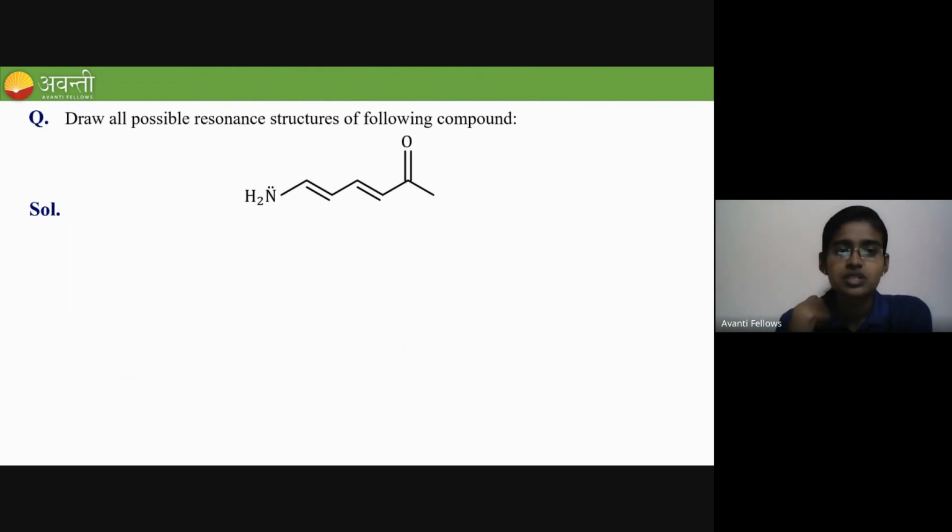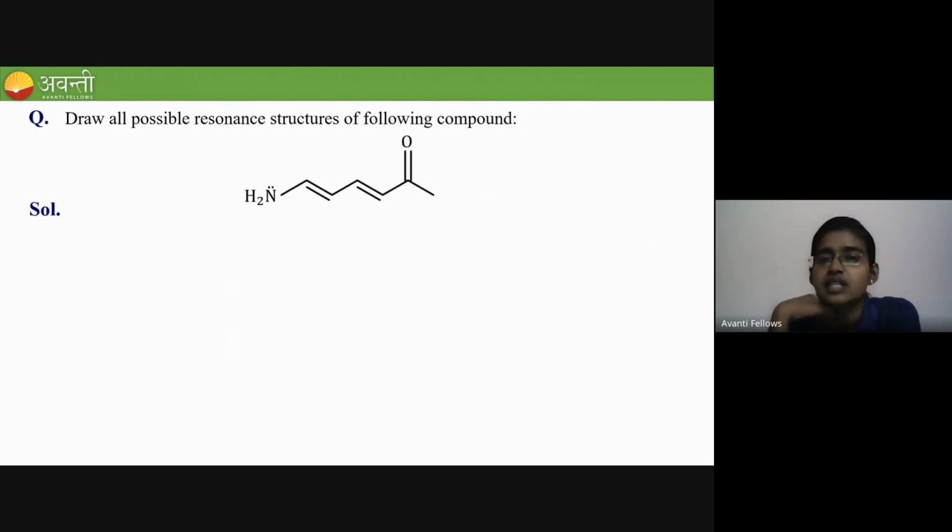So the question is on the screen: draw all possible resonance structures of the following compound. We have a compound which has one lone pair on nitrogen and 3 pi bonds, and one oxygen atom is located on it. So how many resonance structures are possible?